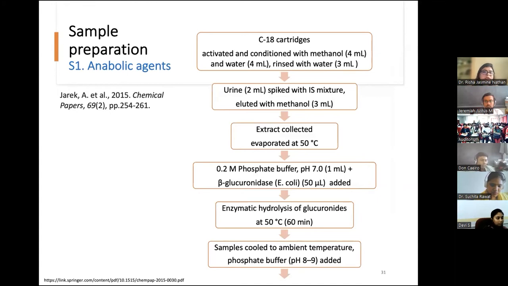They spiked it with the internal standard mixture, and they extracted it. The extract was then evaporated, and later to the dried extract, they added phosphate buffer and beta glucuronidase. Now this is an enzymatic hydrolysis method that they do for AAS, anabolic agents.